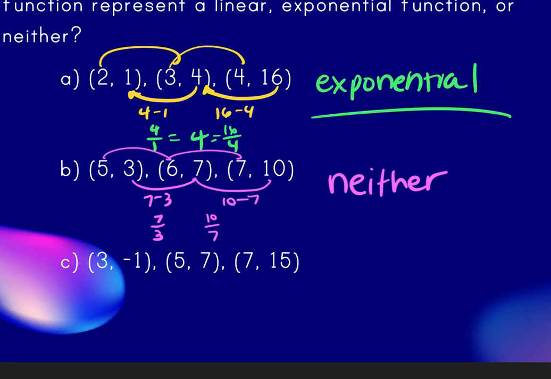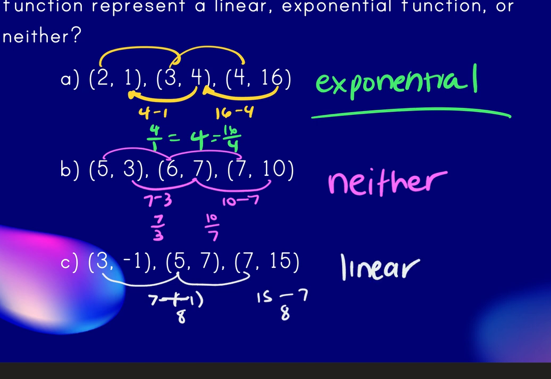Okay, now I go to C, and it says 3 to 5 and 5 to 7. Is that on the same interval? Yes. I'm not going by ones, but it is still the same interval, right? So I would do 7 minus a negative 1 and 15 minus 7. For these I get 8 and 8. So then this is linear. If I did 7 over negative 1 and 15 over 7, those are not the same, which would rule out your exponential.